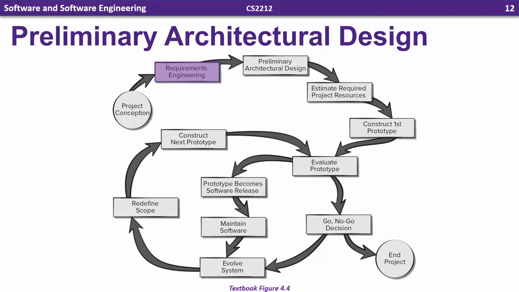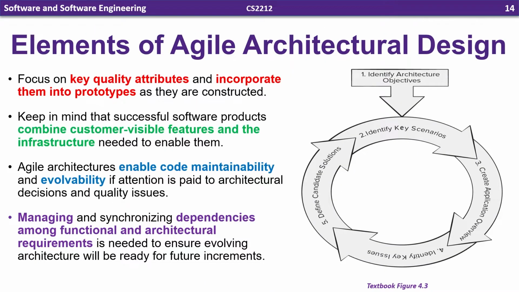So after requirements engineering, we then move on to design, specifically architectural design. There are a few elements of Agile architectural design. This is specifically the design for the prototype. In this case, the first prototype, because we're still starting the cycle. And those are: focus on key quality attributes and incorporate them into the prototype as they're constructed.